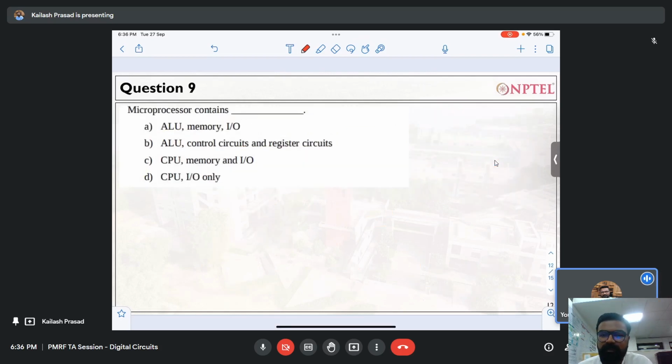What do you mean by microprocessor, and what does it contain? Microprocessor, what does it contain? Please note, this is microprocessor, not microcontroller. Okay, so what do you have in the microprocessor? Anybody want to answer?